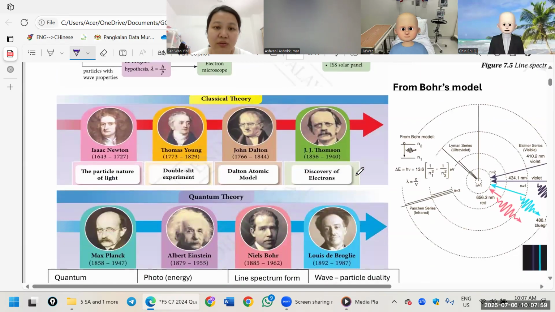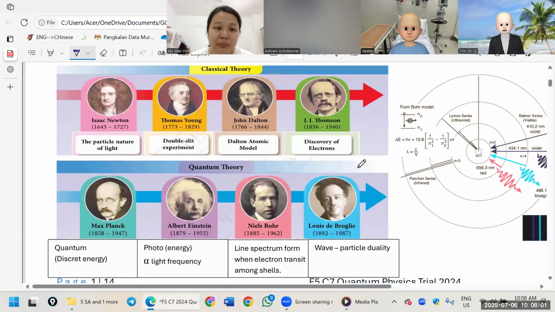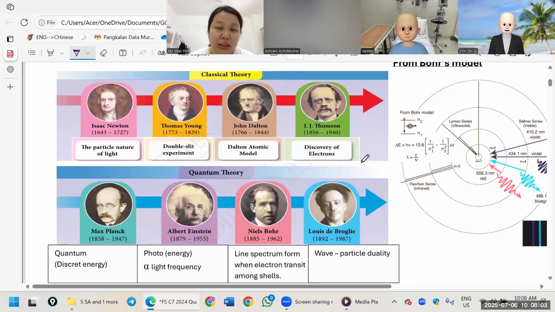This is also from your textbook. Physics is classified into two parts, or two generations. Number one is the old one, but of course we don't say old, we say classical. Then the new one we call quantum.